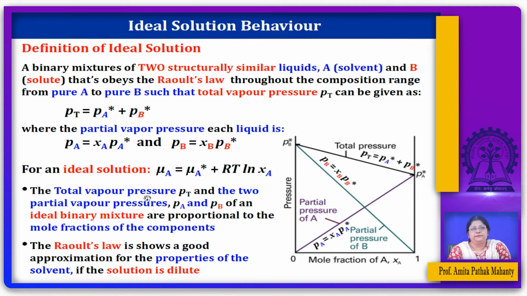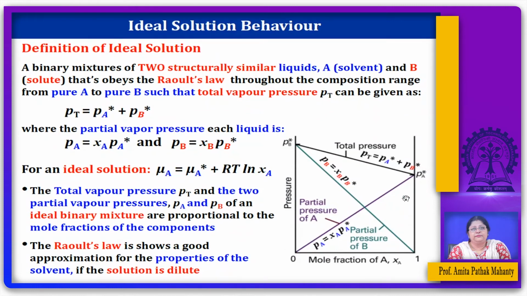So you see the total pressure PT and the two partial pressures PA and PB of a binary system are proportional to the mole fractions of the compositions. Okay. That is what I was explaining just now. This is the partial pressure of B. This is the partial pressure of A, and this is the total pressure. Okay. So this is an ideal example to show that Raoult's law is valid.